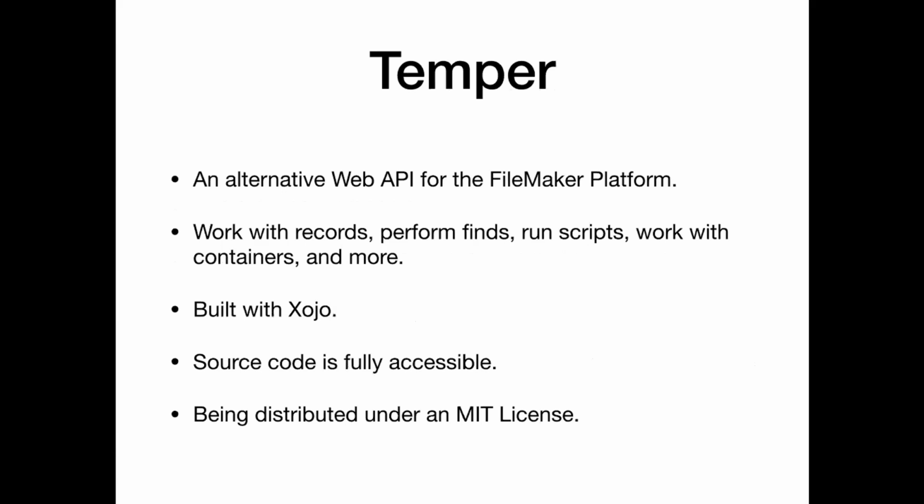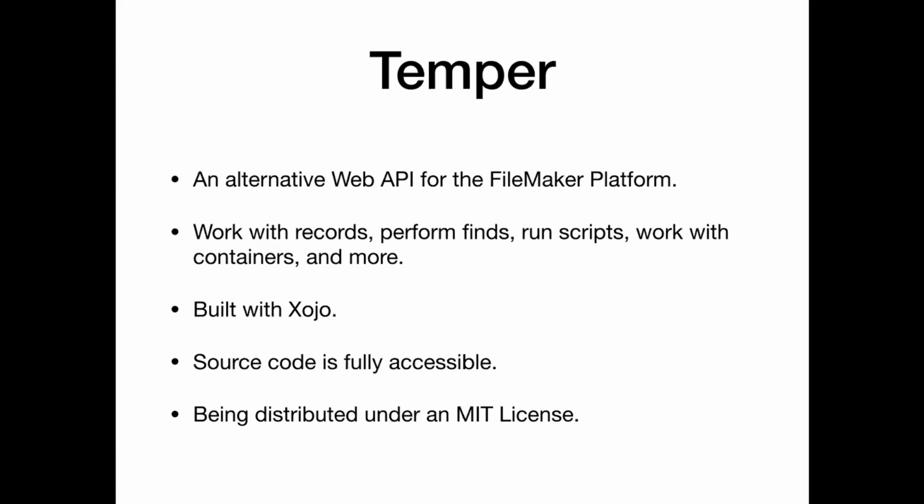So first, Temper, again, it's a web API for the FileMaker platform, and I say alternative because there are lots of different APIs these days. Probably the most popular, or growing in popularity, is FileMaker's own data API, which I'll talk about in a moment. With Temper, you can make API calls that let you work with records, perform finds, run scripts, work with containers, get information about layouts, all kinds of crazy things, and I'll show you some API calls in a moment that demonstrate those.